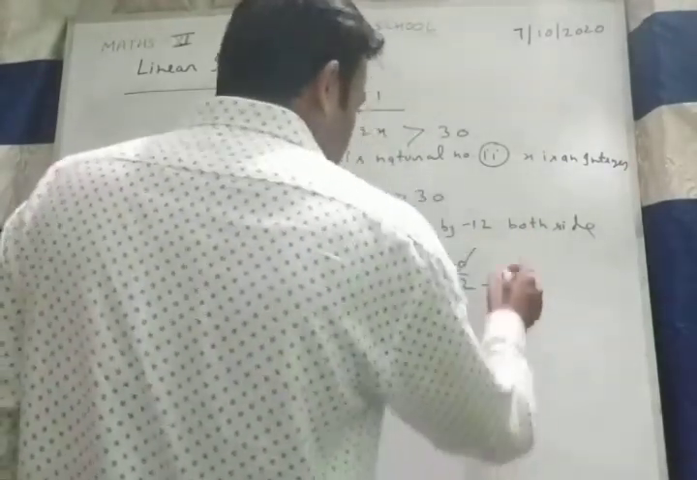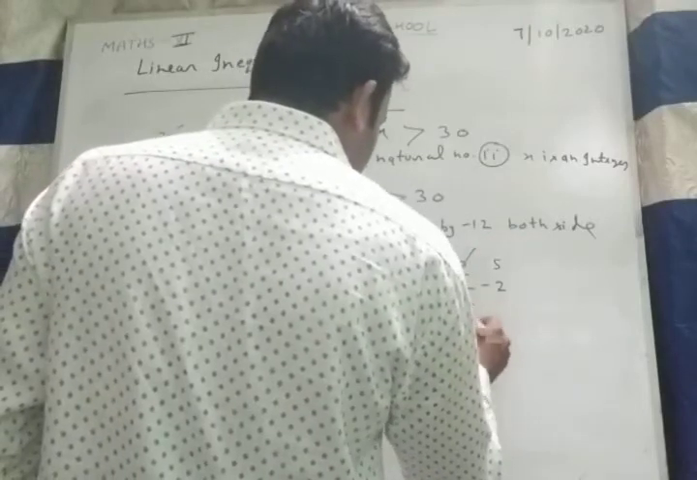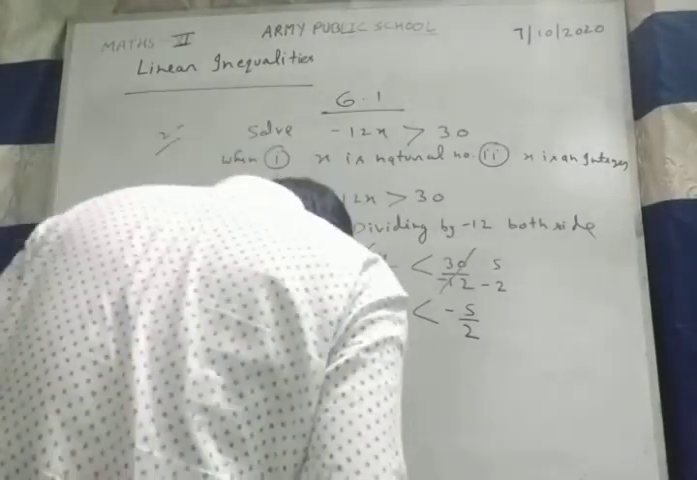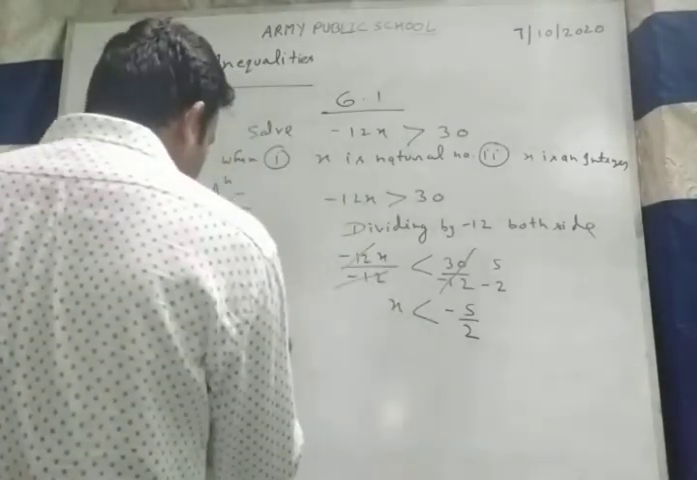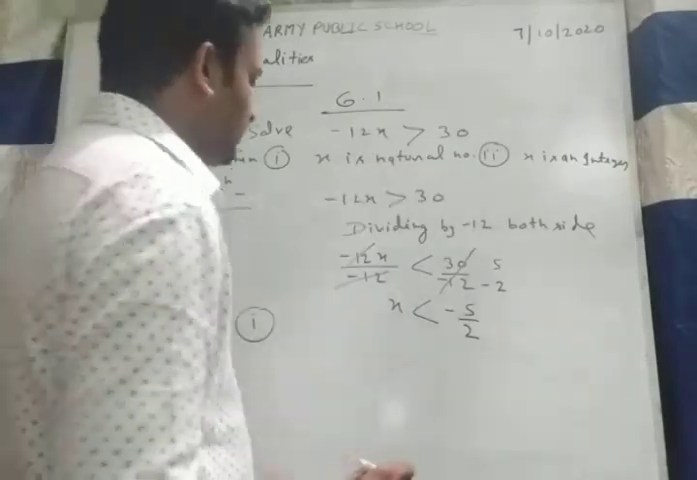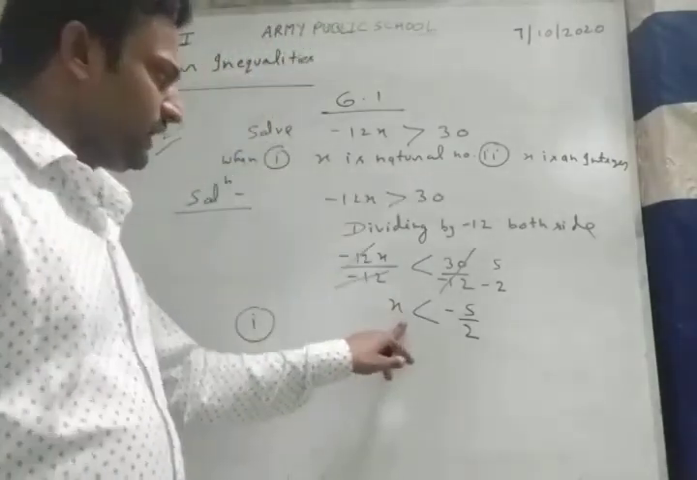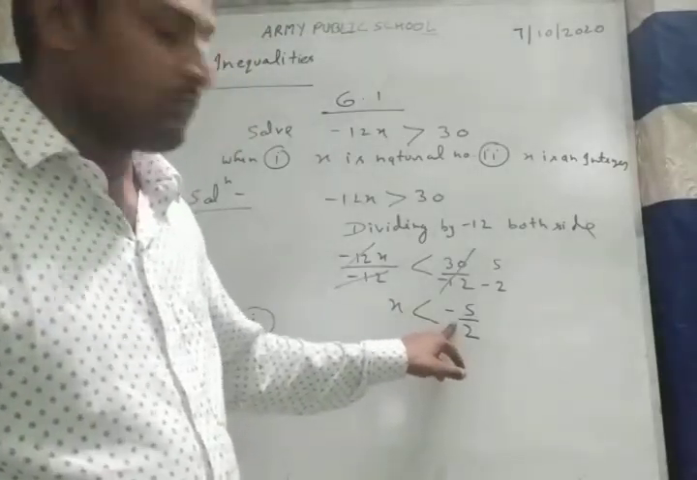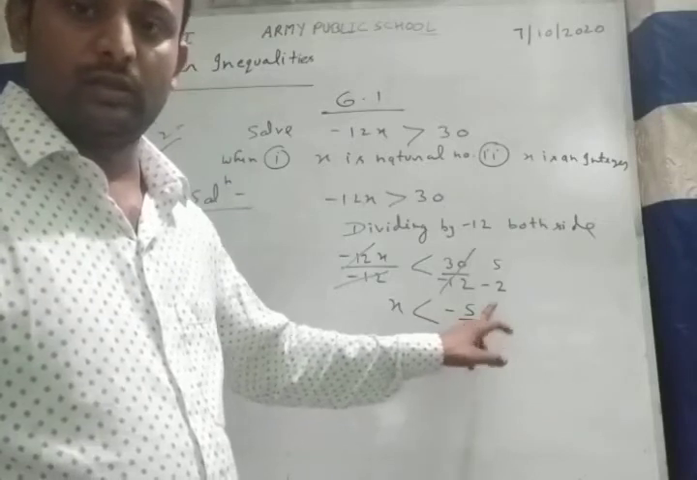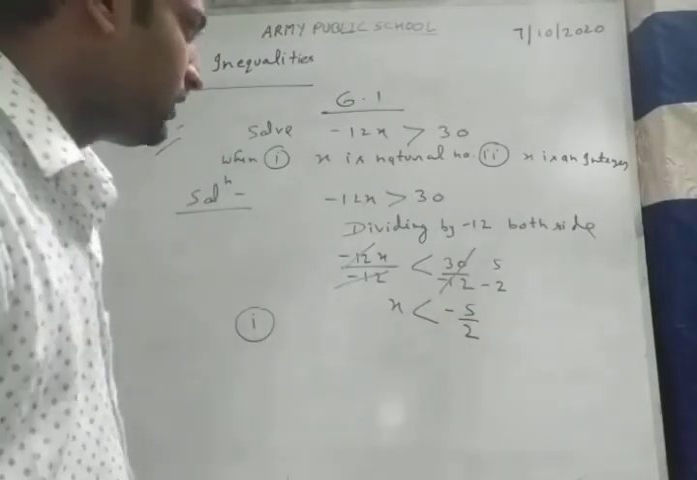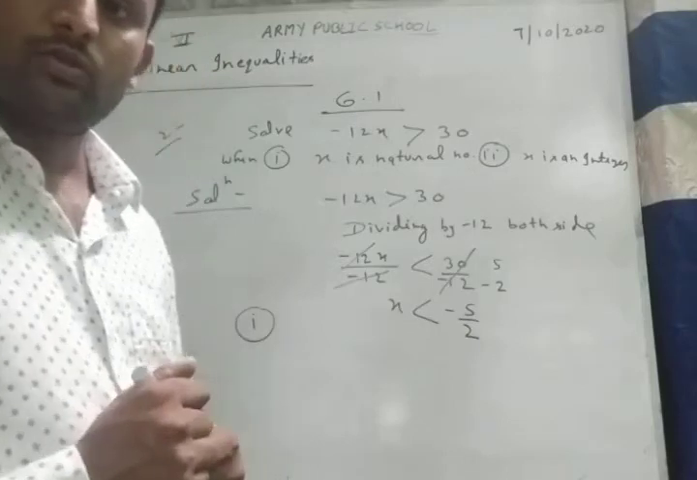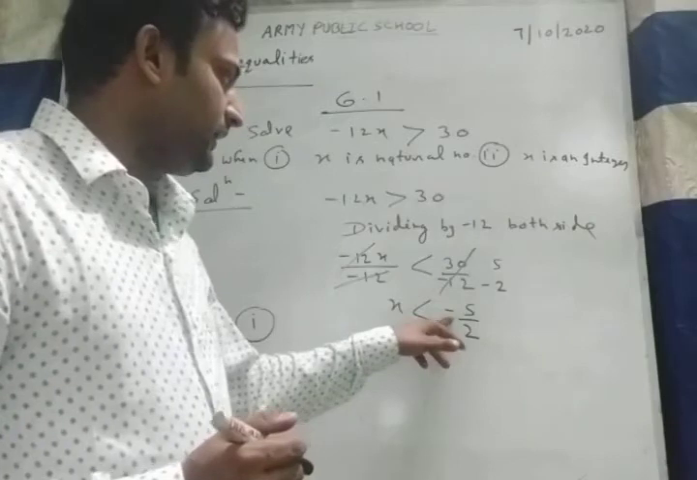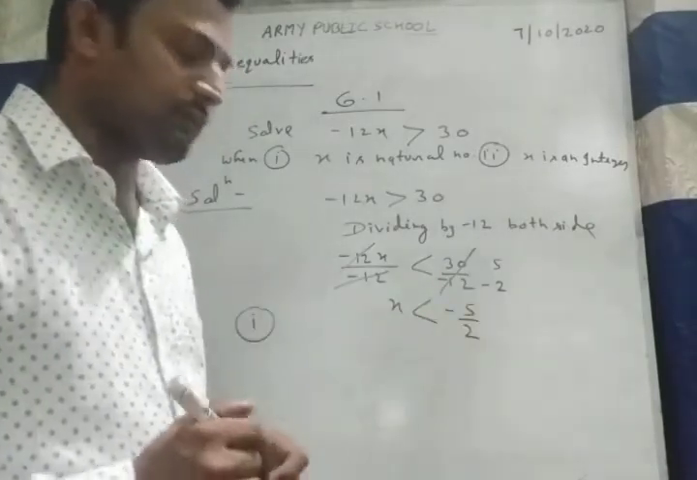Sorry. Here will be 5. So it will be reduced to minus 5 by 2. First, when x is a natural number, look at, if we are taking a natural number here, we cannot get a minus sign, because a natural number is a number starting from 1, 2, 3, and so on, all positive numbers. But here we are getting that this number is minus 5 by 2.